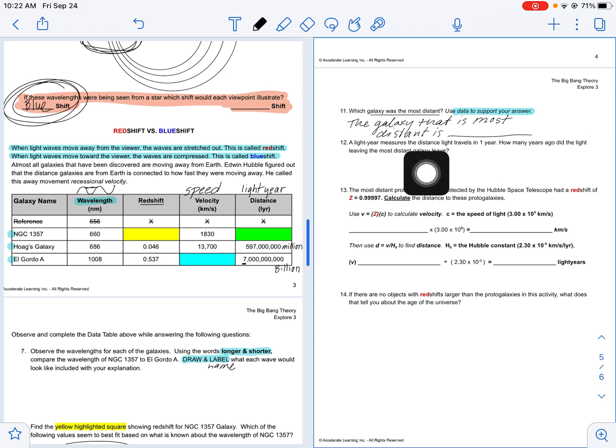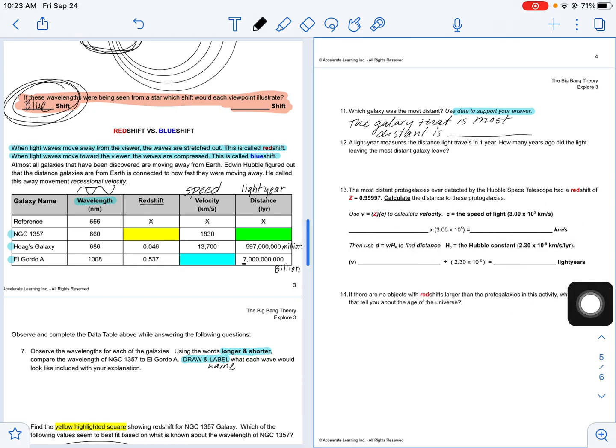This one here is reminding you, a light year is looking at how far light travels in a year. So whatever this number is, that's how long it's going to take the light to get here from that distant galaxy. The example we talked about in class is if a galaxy is 1,000 light years away, it takes 1,000 years for that light to get here. So whatever the number is you used up here, it's going to be the same.